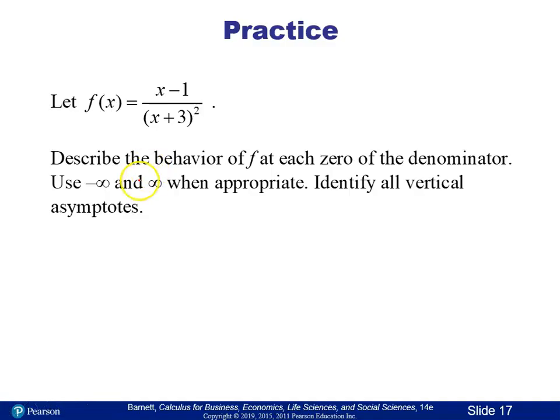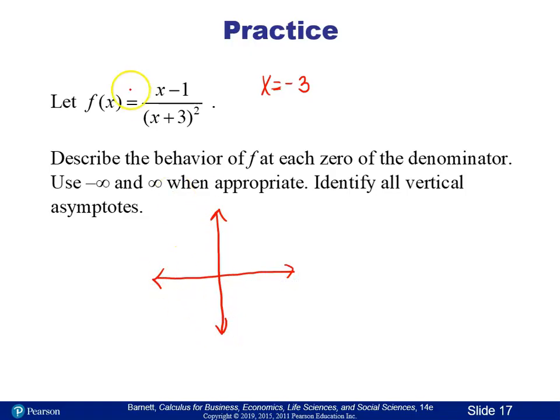Okay, so this last one here, you can certainly pause it and try it. If we look at this, the zeros of the denominator, there's only 1, and it's at -3, because I set that factor equal to 0. I don't have any cancellation, so I don't have any holes. So I only have one zero of the denominator that I need to look at.